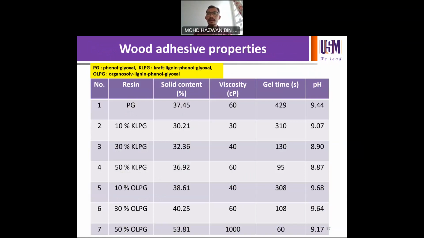For the wood adhesive properties that we have studied, we look at the solid content, viscosity, gel time, and also pH. As we increase the lignin substitution, we observe that the viscosity increases, gel time becomes faster, and the solid content becomes higher. This is in good agreement with other findings as well. Surprisingly, 50% organosolv lignin phenol glycol produced higher solid content, higher viscosity, and also a shorter gel time.